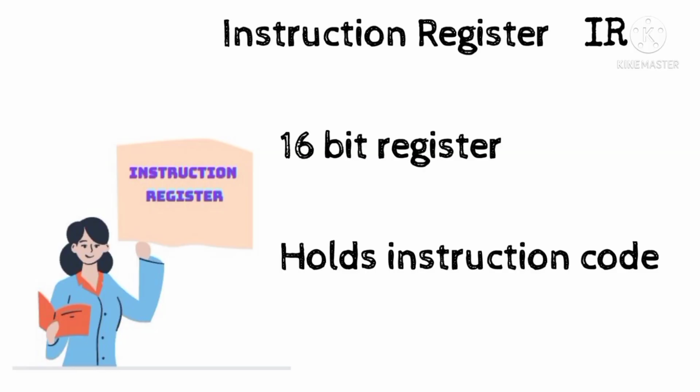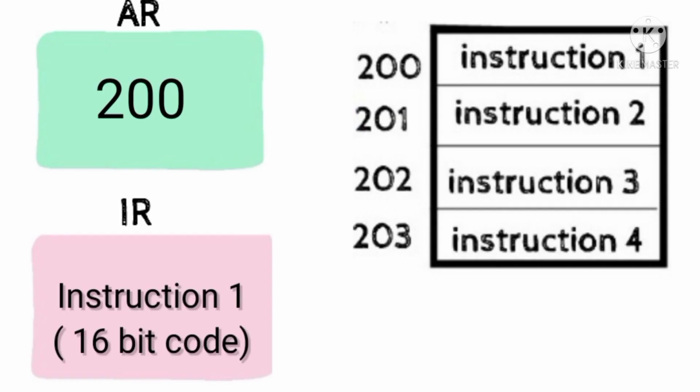Next is the instruction register. It is a 16-bit register. As the name indicates, it is used to hold the instruction code. For example, if the value of the address register is 200, it points to location 200 in the memory. So we will move to location 200. Here in location 200, we have instruction 1. Instruction code I already explained in the previous lecture. So the corresponding 16-bit code will be moved to the instruction register.